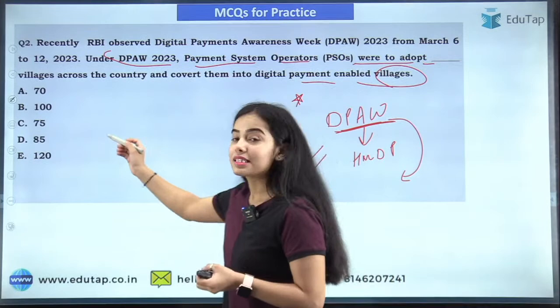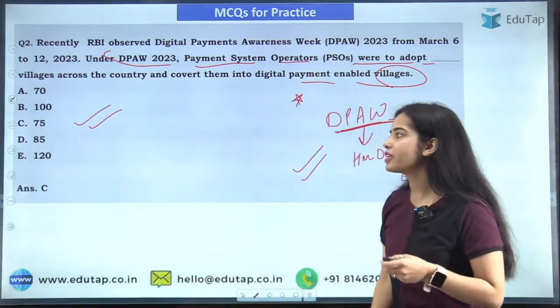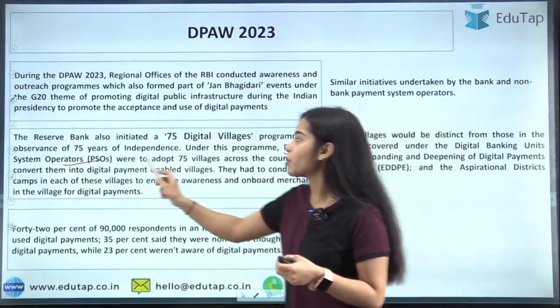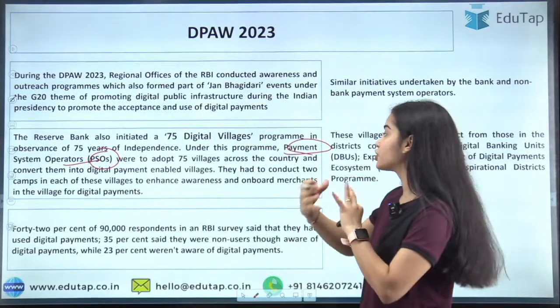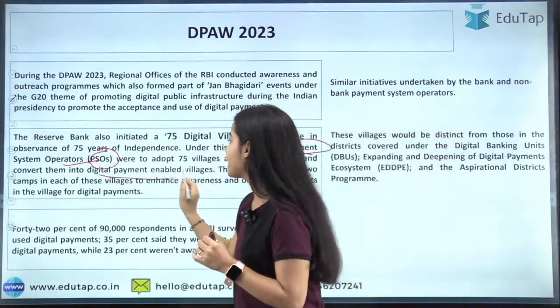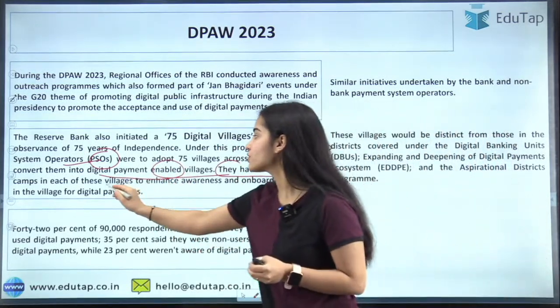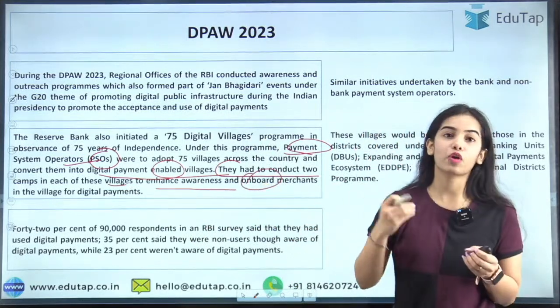So I'm getting the answer C, and absolutely all of you are correct. It is 75 villages that had to be adopted by the payment system operators, and they had to convert the 75 villages into digital villages. Okay, the digital payment enabled villages, they had to conduct 2 camps in each of these villages to enhance the awareness and onboard the merchants in the village for digital payments.